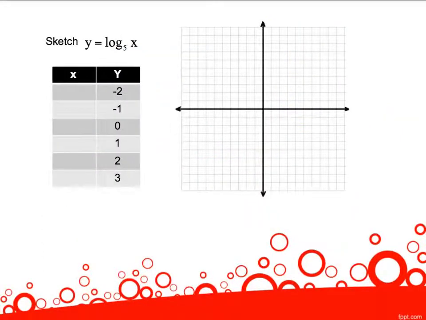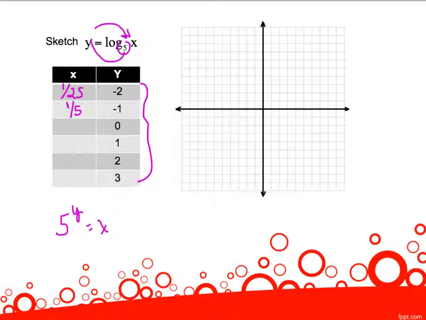So let's go back now and sketch the graph of y equals log base 5 of x. So remember that we can rewrite this as 5 to the y equals x. And I can pick values for y to substitute in. So if I put in negative 2, 5 to the negative 2 would be 1 over 5 squared, which would be 1/25. 5 to the negative 1 would be 1/5. 5 to the 0 would be 1. 5 to the 1 would be 5. 5 to the 2 is 25. And 5 to the 3 is 125.